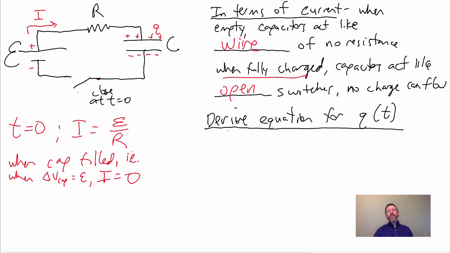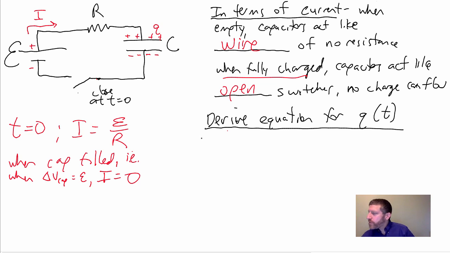Now we're going to derive the equation for the charge as a function of time. How much charge is on this capacitor at any time t in this RC circuit is what it's called. It's got a resistor and a capacitor, so we call it an RC circuit. So to do this, we're going to use the loop rule.